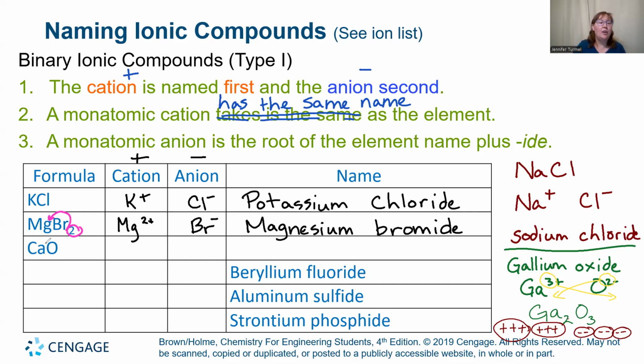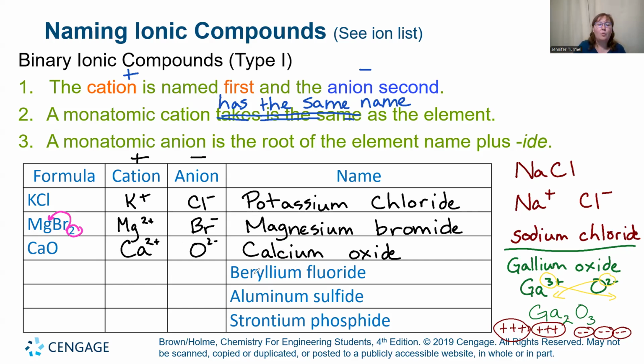This Ca and an O. So here we have Ca and O, and we see that this is Ca 2 plus and O 2 minus. And those 2's balance each other exactly, which is why we don't have any subscripts. And so this becomes calcium oxide. Okay, now let's work it in the other direction.